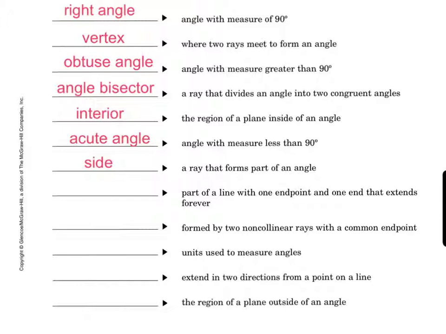Part of a line with one endpoint that extends forever, well, we already said this word a couple times, that's a ray. An angle, well, just kind of said it right there. Formed by two non-collinear rays with a common endpoint. Well, it's what we've been talking about. It's an angle. Next, the units used to measure angles. It is degrees.